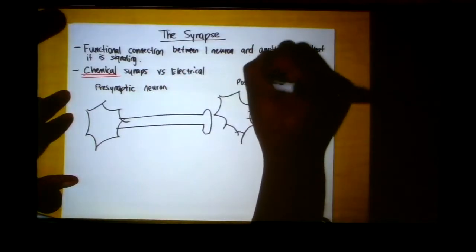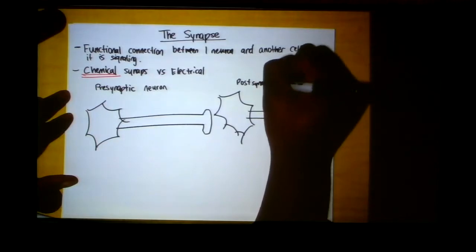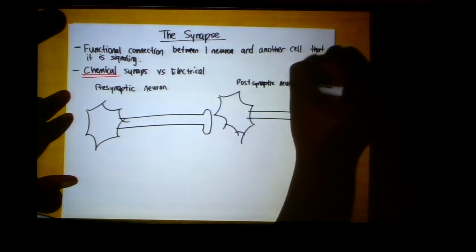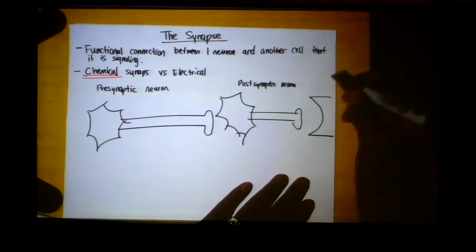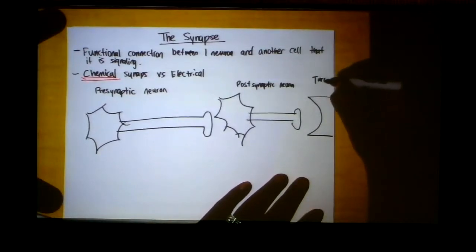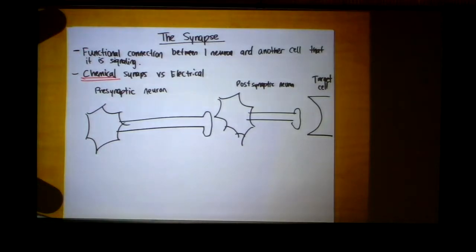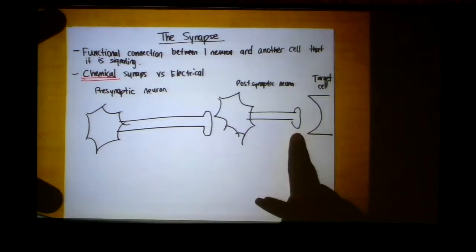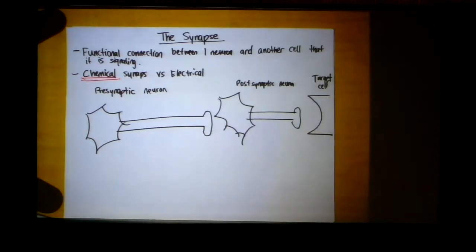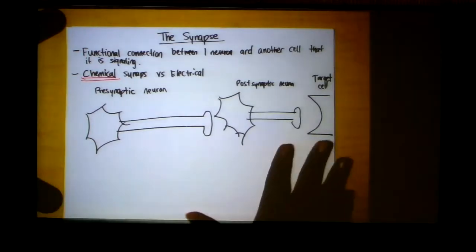Postsynaptic neuron, and then target cell. Target cell, effector tissue, effector cell, those terms are all interchangeable. Whatever tissue that second neuron is synapsing onto is what we're talking about. And I'll talk about what those examples could be in a minute here.